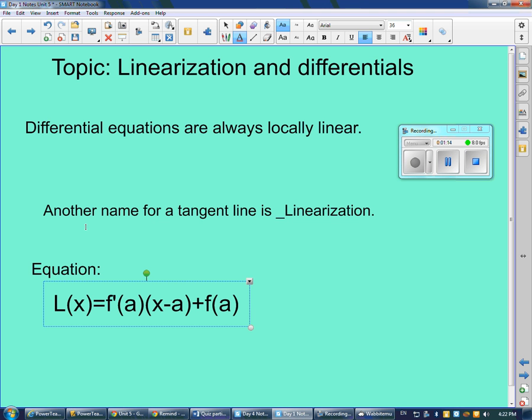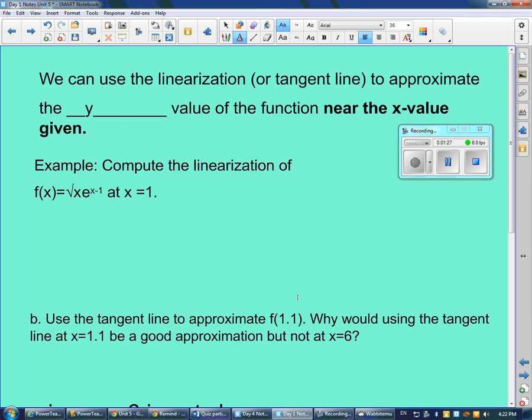The equation for linearization is the same as the tangent line, except they put L of x instead of f of x. So it's still f prime of a, times x minus a, plus f of a. One extra thing we're going to do with tangent lines or linearization is use it to approximate the y value of a function near the x value.